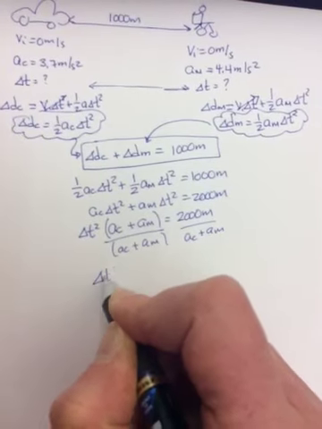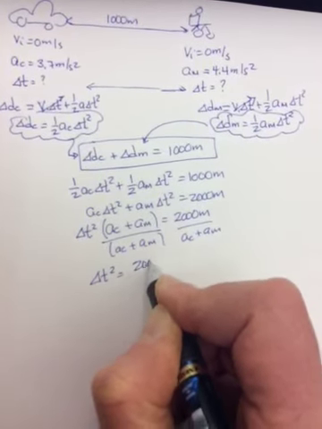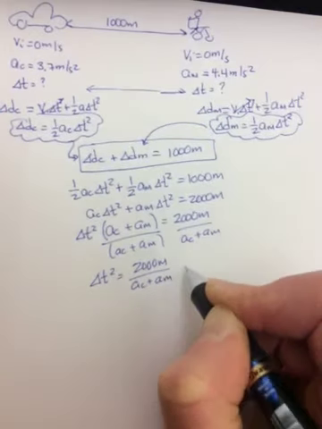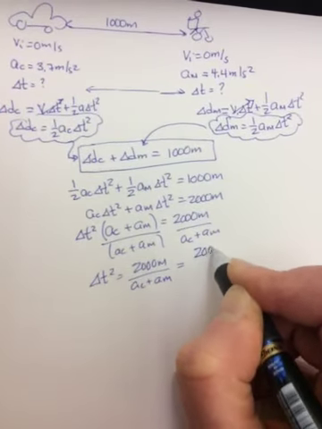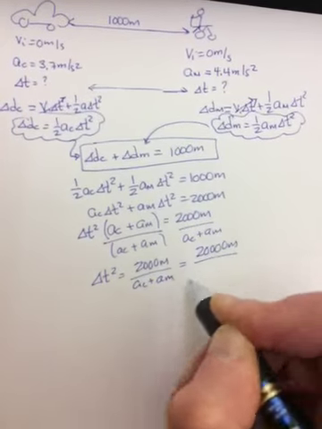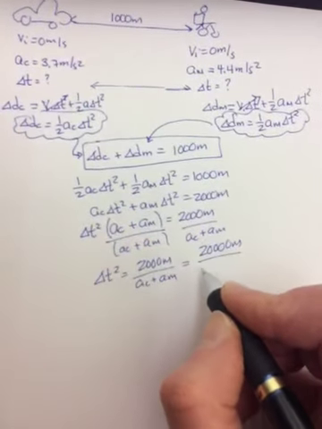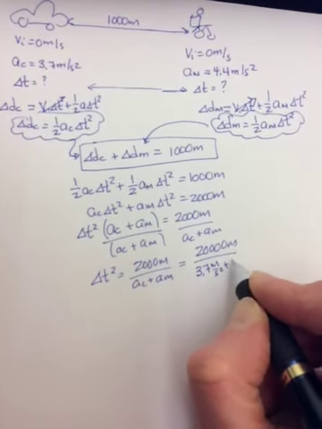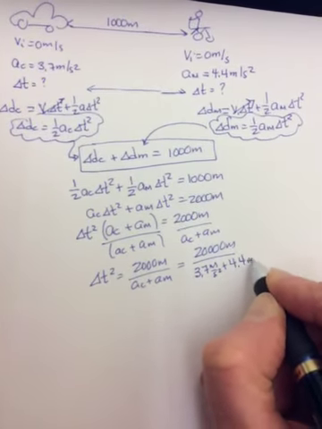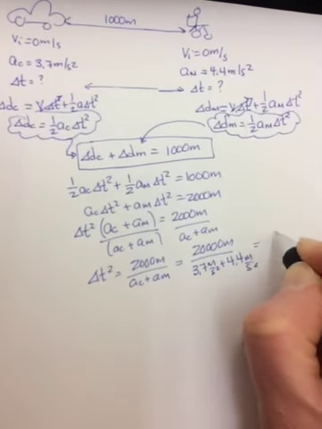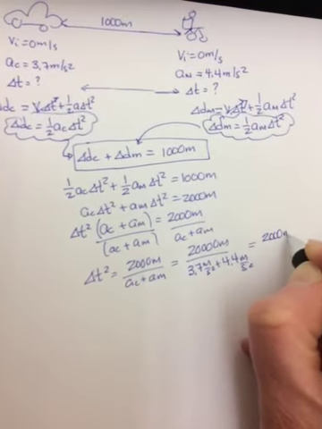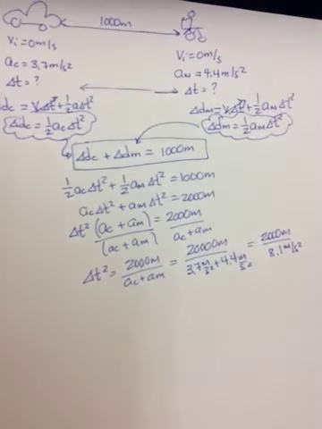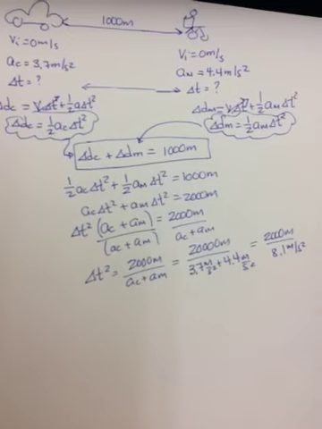Okay, so you'll be left with delta T squared is equal to 2,000 meters over A of the car plus A of the motorcycle. And now fill in your numbers. So 2,000 meters, and you're going to divide by A of the car, which is 3.7 meters per second squared, plus A of the motorcycle, which is 4.4 meters per second squared. So that's 2,000 meters divided by 8.1 meters per second squared.